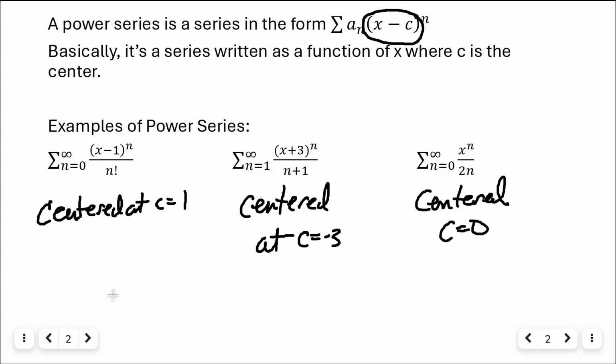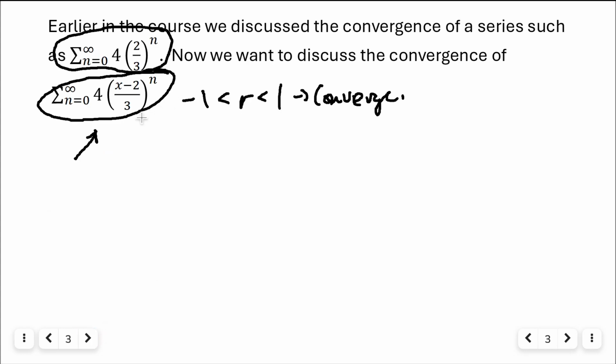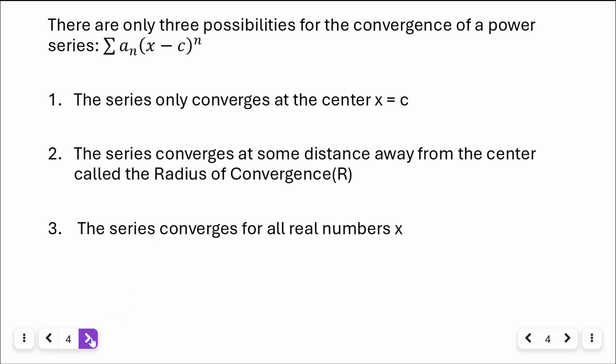And then from there, it can also converge in other places. Like, for example, a series like this would converge in other places as well. If I substituted 3 in for x, well, 3 minus 2 is 1, so 1/3 to the n, that's a convergent geometric series because r is between -1 and 1. All right? So that's what we're trying to look at here.